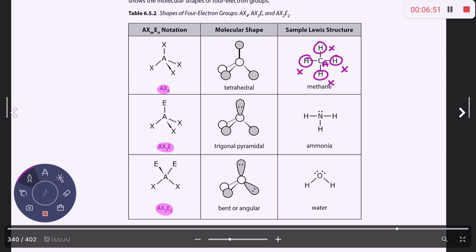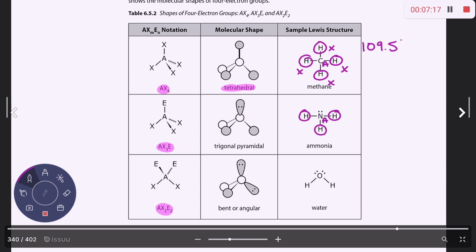Okay, it kind of looks like a jack in space. So my shape for AX4 is tetrahedral. My bond angle is actually less than 109.5, or is it 109.5? It's 109.5. I don't know why I'm thinking less than. There's no E.